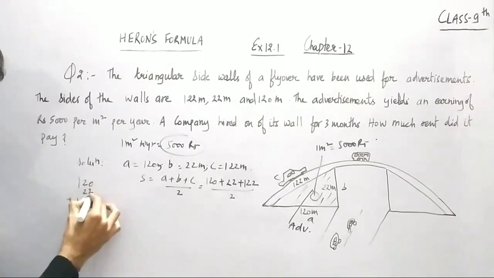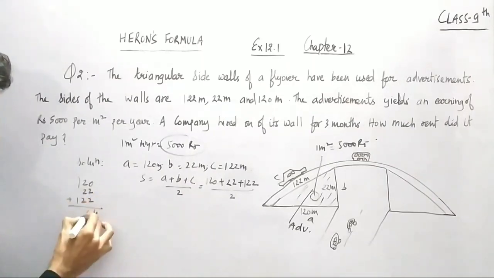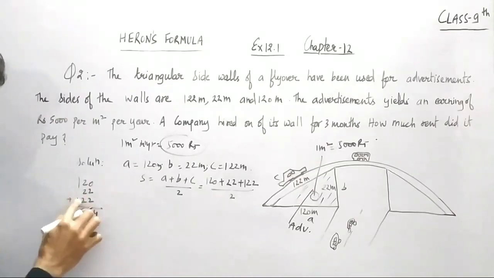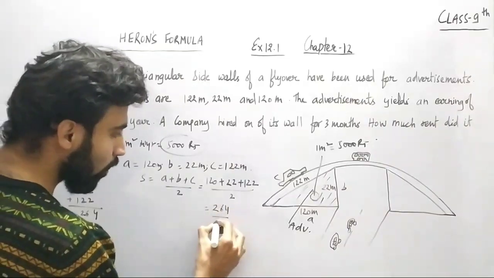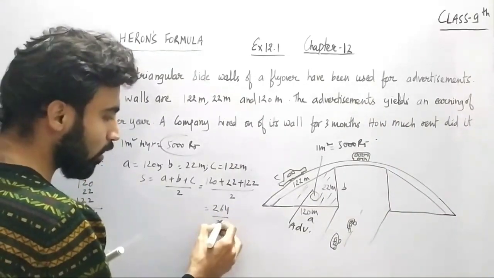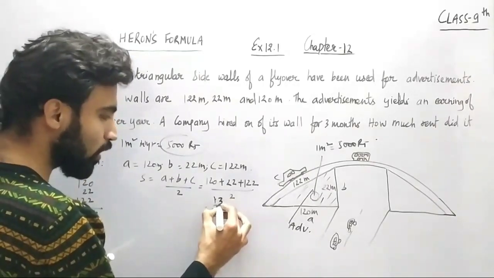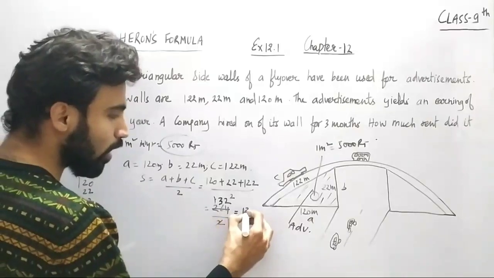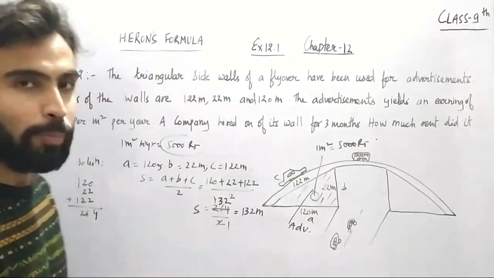If I just add them, 2 plus 2 is 4, 2 threes are 6, then 2 plus 2 plus 2 is 6, then 1 plus 1 is 2, right? So here you get 264 divided by 2. Now let me change the marker first. Reducing it by the table of 2: 2 ones are 2, then 2 ones are 2, 2 threes are 6, 2 twos are 4. So here the value of the semi perimeter is 132 meters, right?